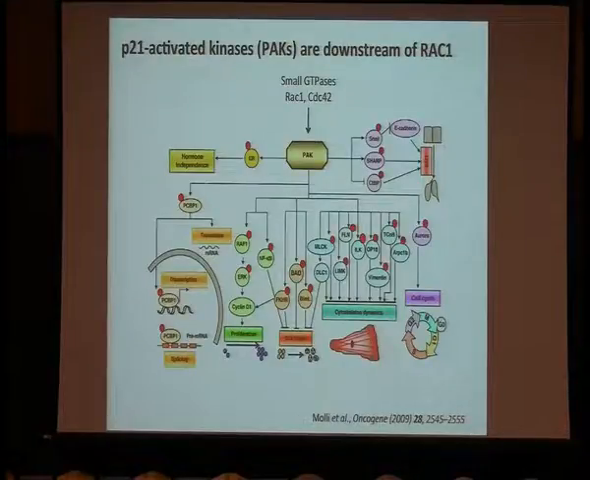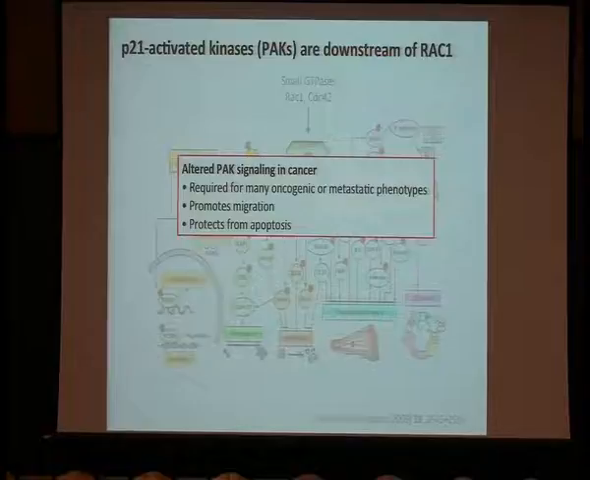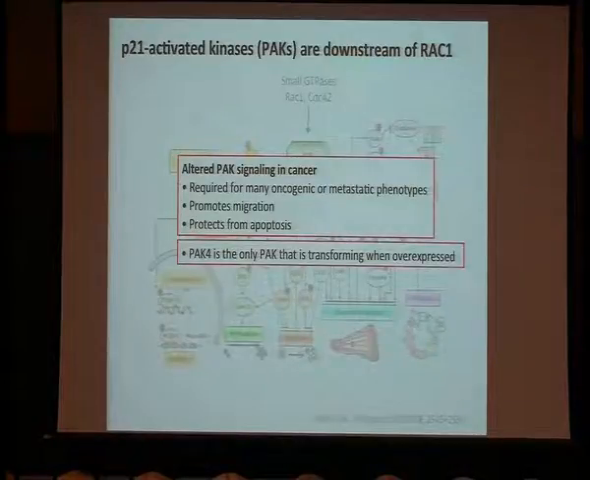What are the signaling pathways that RAC and Rho family GTPases signal through? They signal through the P21 activated kinases. And these are important for things such as proliferation, cell death, cytoskeletal dynamics, cell cycling. In cancer, there are alterations in PAK signaling, and those may be required for some oncogenic and metastatic phenotypes. Interestingly, however, the only PAK family member that is transforming when overexpressed is PAK4.